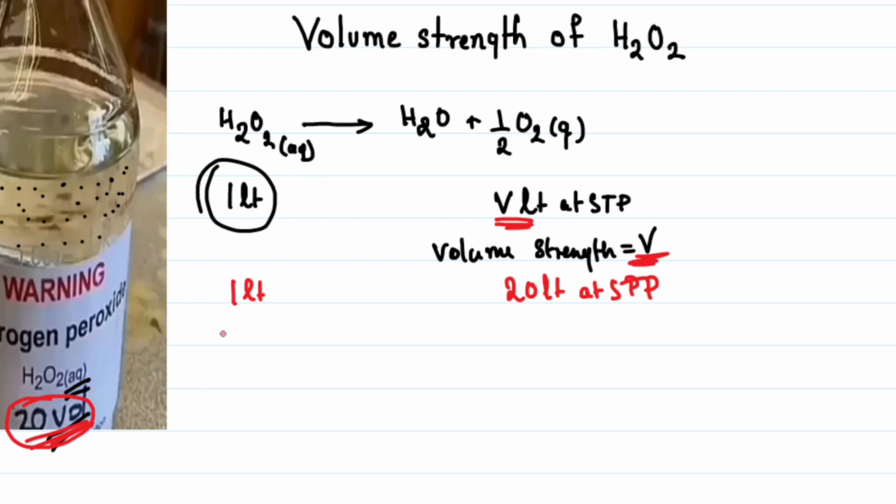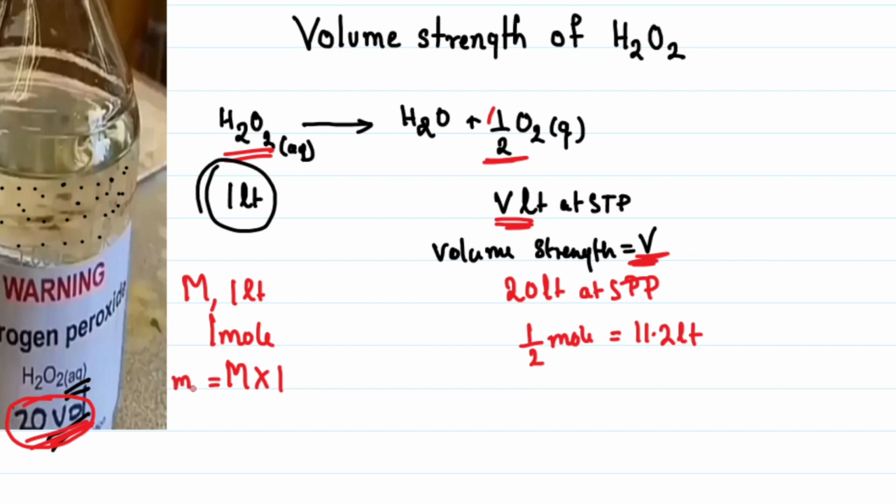Now let's say we have 1 mole of this H2O2. According to mole analysis, H2O2 gives O2 with a coefficient of half. So 1 mole is going to produce half mole of O2, and half mole means 11.2 liter, because 1 mole of O2 gas is 22.4 liter. If the molarity of this solution is M, then M into volume 1 will be the moles, and these moles are going to produce half into M moles of O2, which is equal to 11.2 into M.